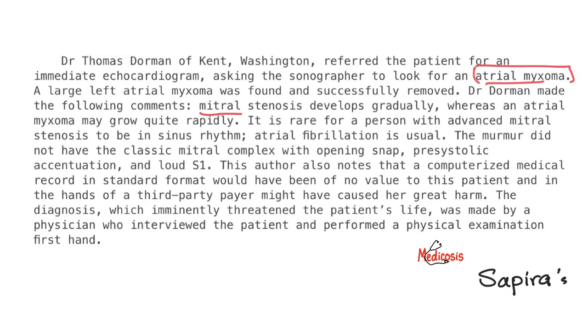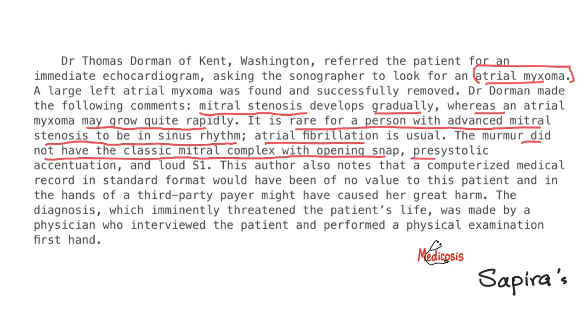Here is why. Mitral stenosis develops gradually, whereas an atrial myxoma might grow quite rapidly. It is rare for a person with advanced mitral stenosis to be in sinus rhythm. Instead, we expect atrial fibrillation. The murmur did not have the classic mitral complex with the opening snap, presystolic accentuation ending with a very loud S1 sound. So, this doctor noted that the patient had severe mitral stenosis, but there is no atrial fibrillation. Moreover, the murmur of the mitral stenosis was a little weird.